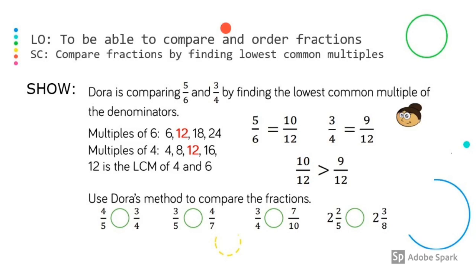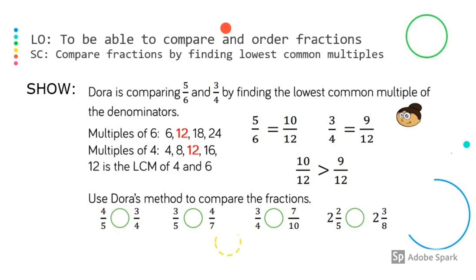Dora is comparing 5/6 and 3/4 by finding the lowest common multiple of the denominators. She's doing this because we can't compare sixths and quarters properly. The numbers have to be the same. She has worked out that the lowest common multiple of sixths and quarters is 12ths. Therefore, she has converted her fractions. She's found equivalent fractions for both, where the denominator is 12. So, 5/6 becomes 10/12 and 3/4 becomes 9/12.